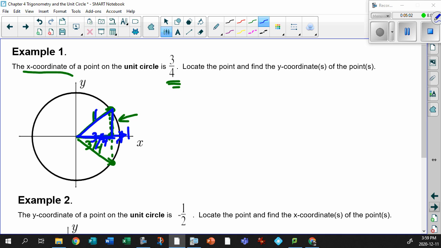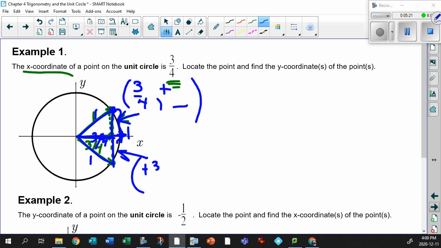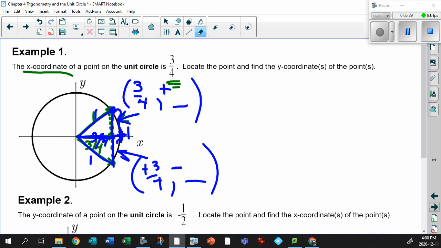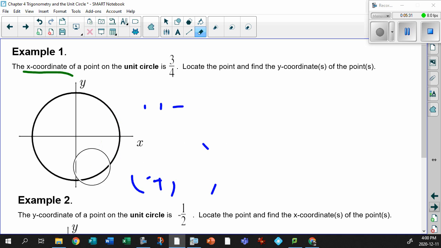Okay, that's going to give you this height, and that being 1 and that being 3/4, they're going to still have the same height. These two heights are going to be the same. The only difference is this coordinate is going to have a positive 3/4 x and a positive value for y, whereas this one down here is going to have a positive 3/4 for x, but it's going to have a negative coordinate for y.